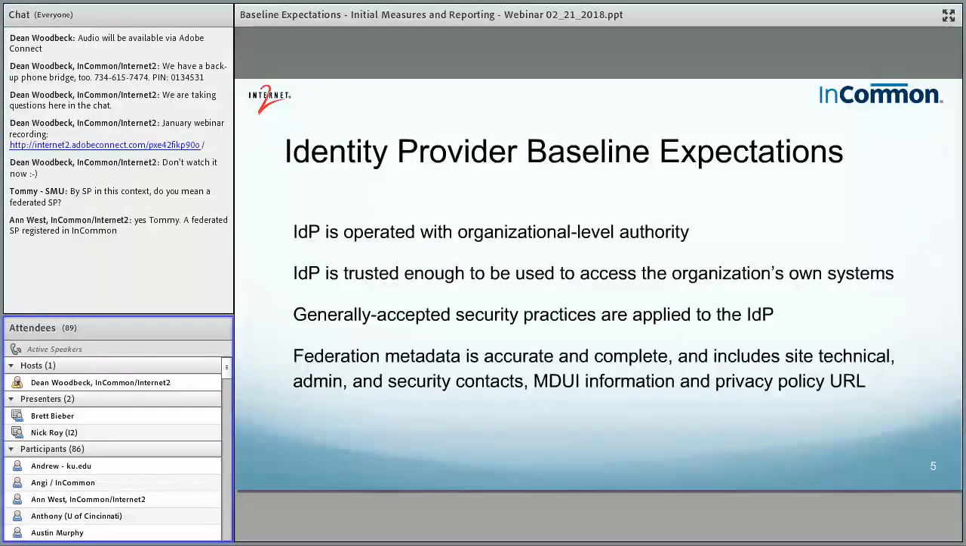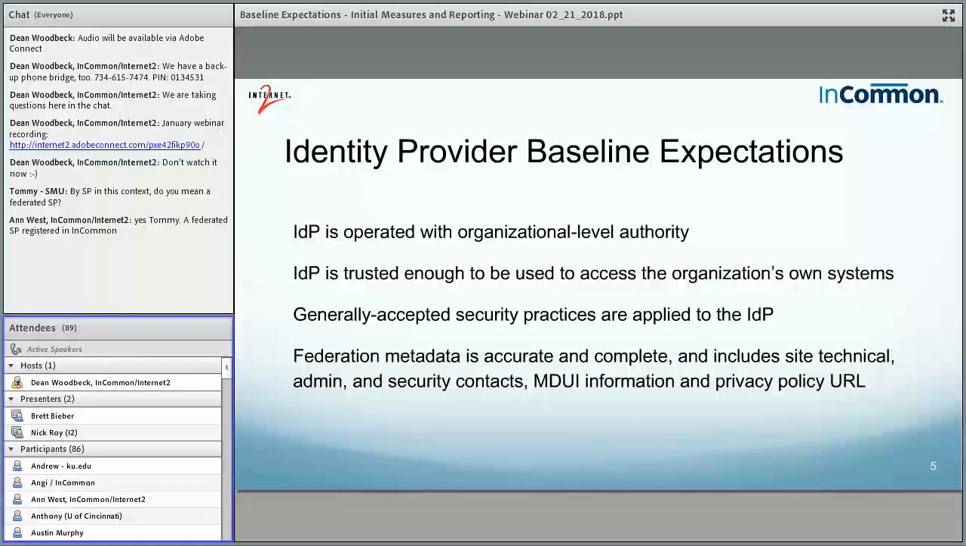Okay, so Brett mentioned 3 roles. Baseline expectations covers these 3 different roles that come together to provide trustworthy operations across the fabric of the Federation. And each of these roles has a very important part to play in making sure that the transactions are trustworthy and that people can get them done in a way that is user-friendly and sort of levels the playing field for everyone involved. So what are baseline expectations?